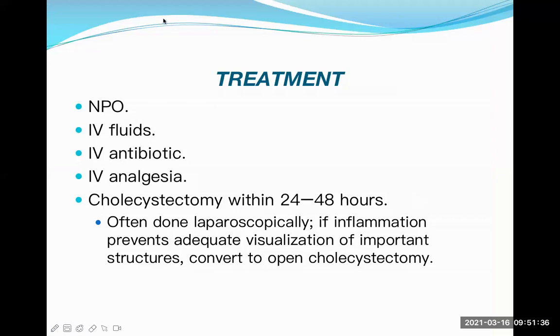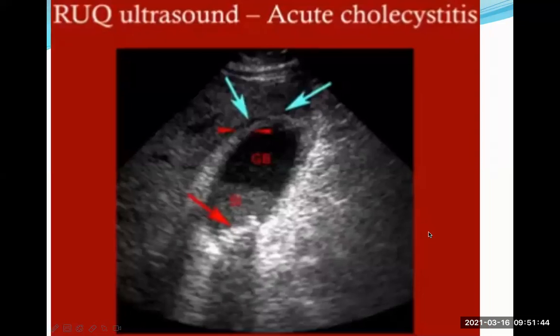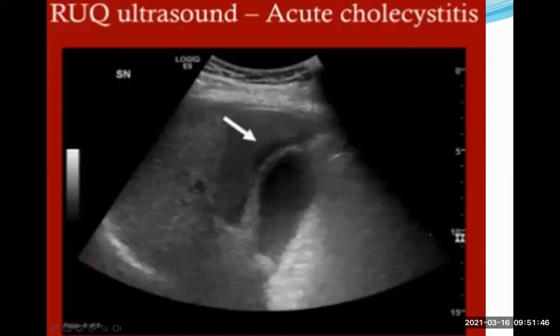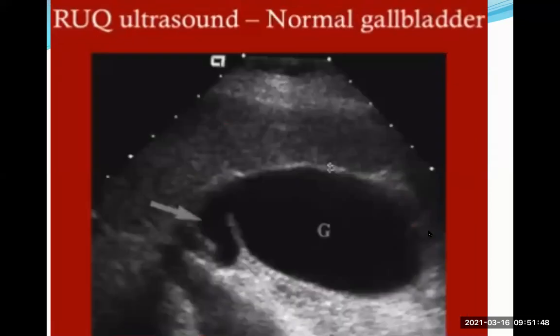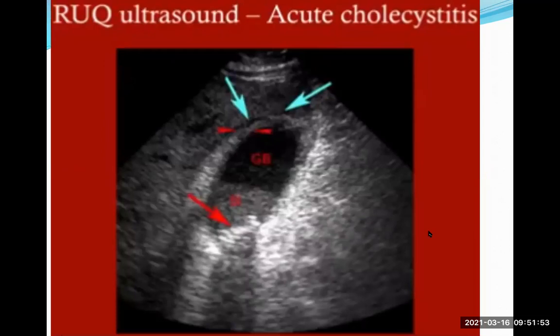Sir, in the previous slides, in the lab investigation of acute cholecystitis, there were increased lipase, amylase, ALP and LFT. Which one is the most specific lab investigation? You mean lipase, amylase, and ALP? Between the LFT, there are a lot of things like bilirubin.